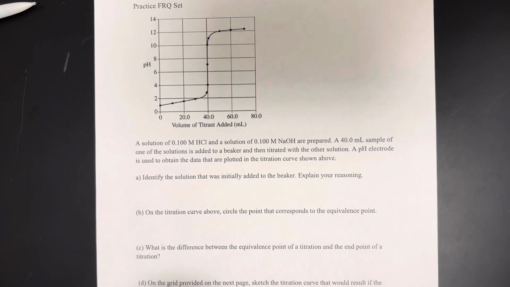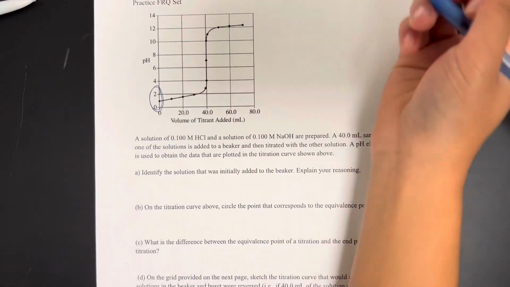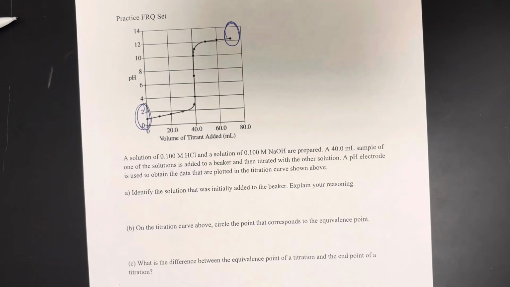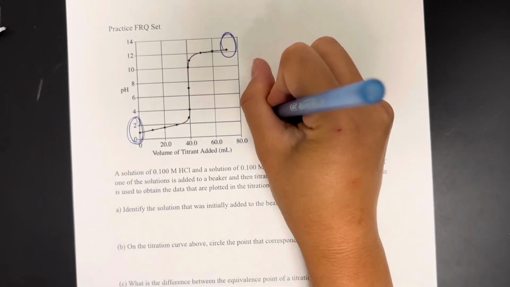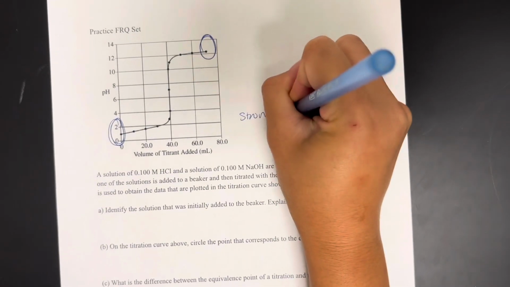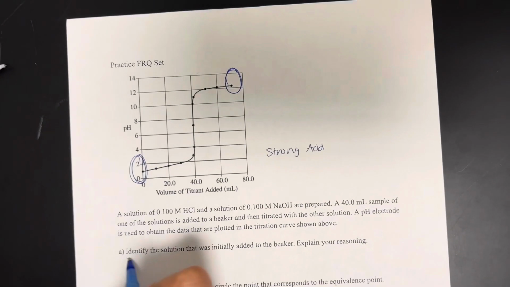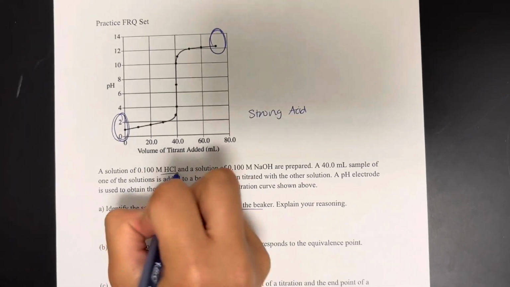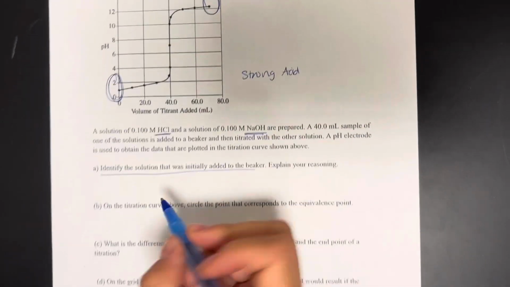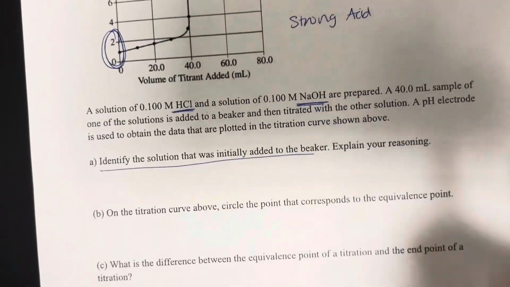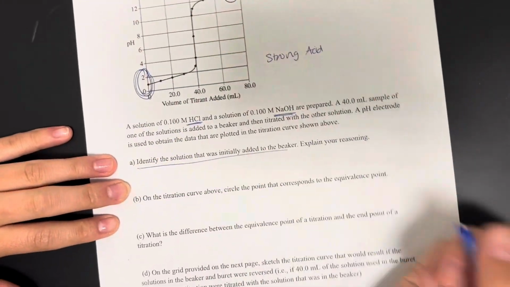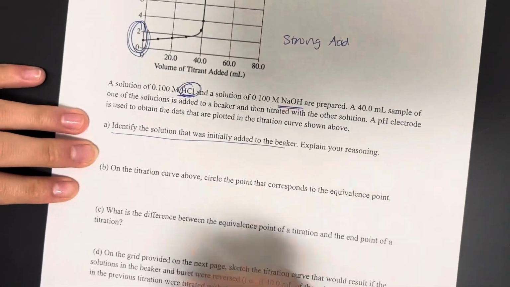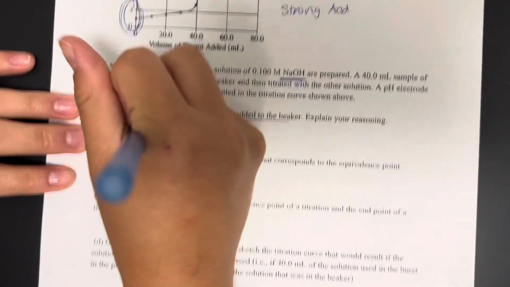Again, looking at this graph here, we can see that there's a low pH at the start and a high pH at the end. So we're probably going to assume that it's a strong acid to start with. Looking at HCl and NaOH, we can identify that this is a strong acid and this is a strong base. We know that because of the low starting pH right here, and because HCl is one of our strong acids, we're going to say HCl.